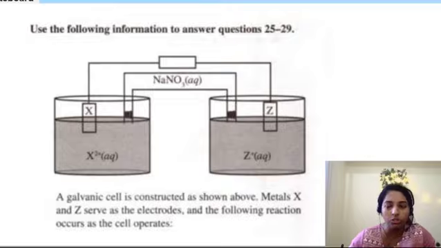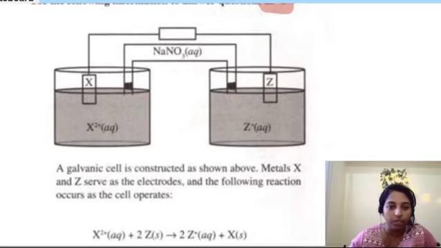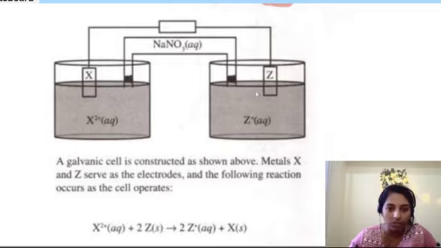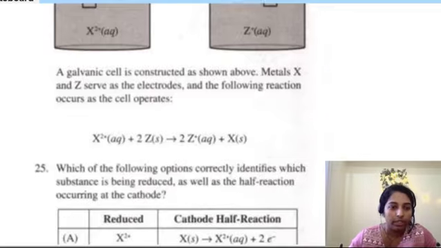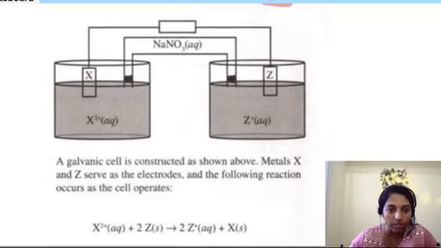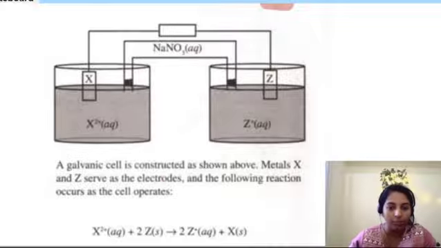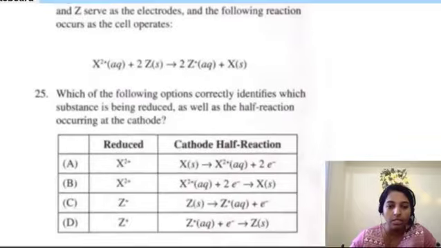So far there's nothing very complicated or conceptual. Okay, next one. Use the following information to answer 25 to 29. They were given a galvanic cell, or voltaic cell, constructed as shown above. Metal X and Z serve as electrodes. Did you see that? X and Z. The following reaction occurs as the cell operates: X2+ plus 2Z gives 2Z+ plus X.